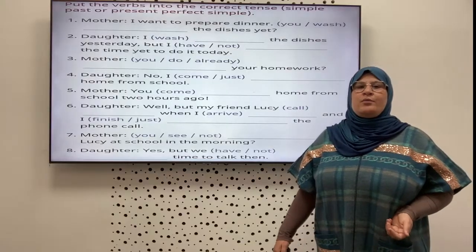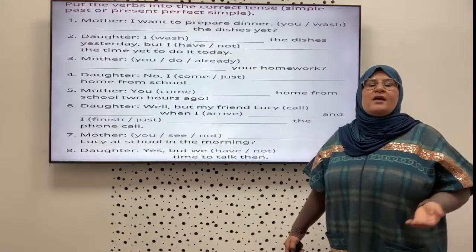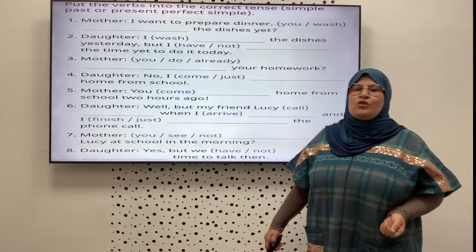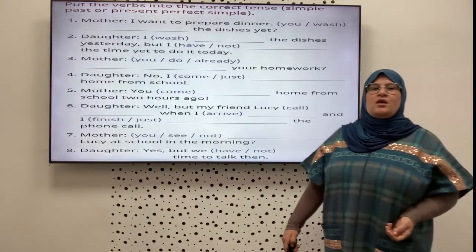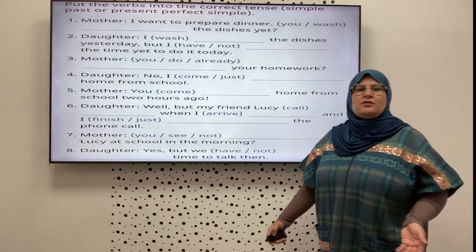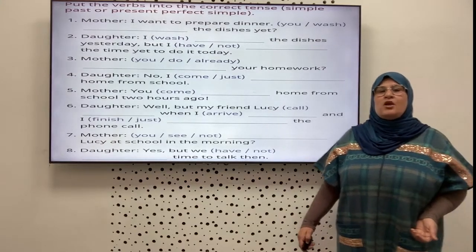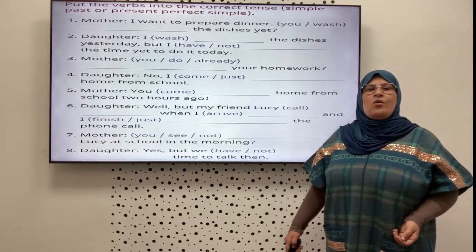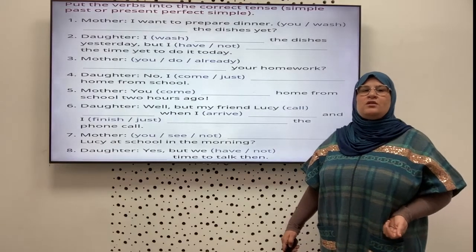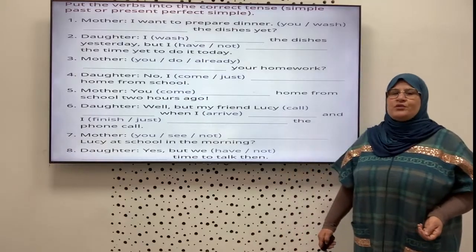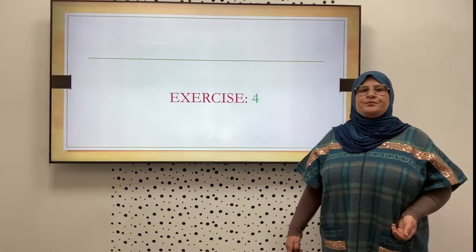Daughter: Well, but my friend Lucy called when I arrived and I have just finished the phone call. Just is also one of the main indicators of present perfect. Mother: You see, normally we use the present perfect simple in this case with the negative meaning. Haven't you seen Lucy at school this morning, daughter? Daughter: Yes, but we haven't had time to talk then.